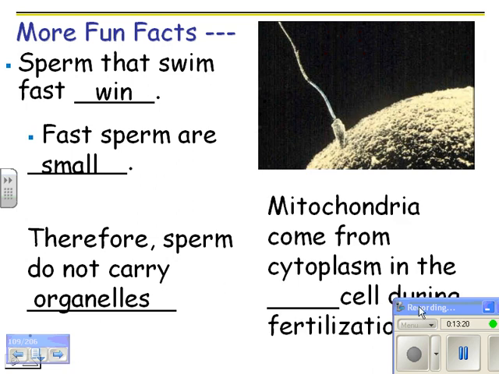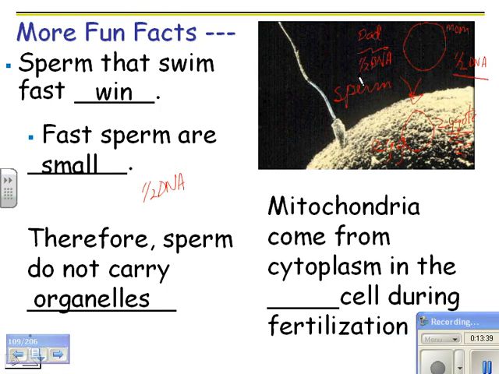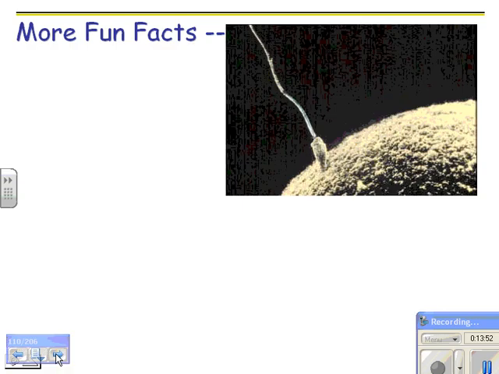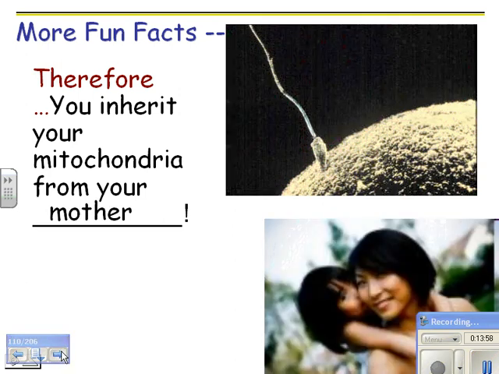So mitochondria, therefore, have to come from the cytoplasm. You figure the egg has the DNA, plus it's got all the organelles. It has all the machinery, the endoplasmic reticulum, the Golgi body, everything to get started here. So the mom contributes half the DNA, the dad contributes half the DNA, but the mom contributes all the stuff, all the cytoplasm, all the organelles. So the mitochondria come from the cytoplasm in the egg during fertilization. Therefore, you inherit your mitochondria from your mom. Thanks, Mom.